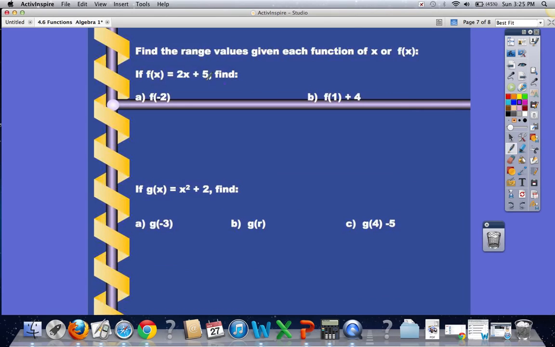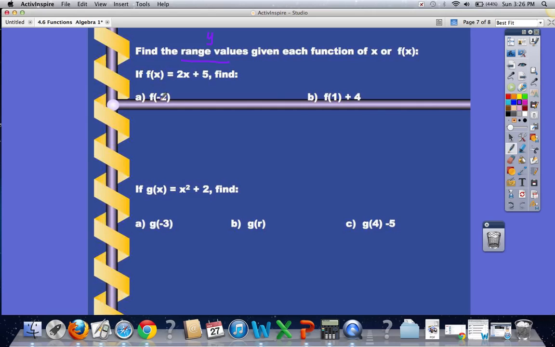All right, so next screen says find the range values. Okay, ranges are what? That's right, they are y's, given each function of x or f of x. So they're going to give us an x value, and we're going to find the y's. So they're giving us the function notation. If f of x is equal to 2x plus 5, we're going to find this, a, and b for this particular one. So what they want you to do, notice now it says f of negative 2.